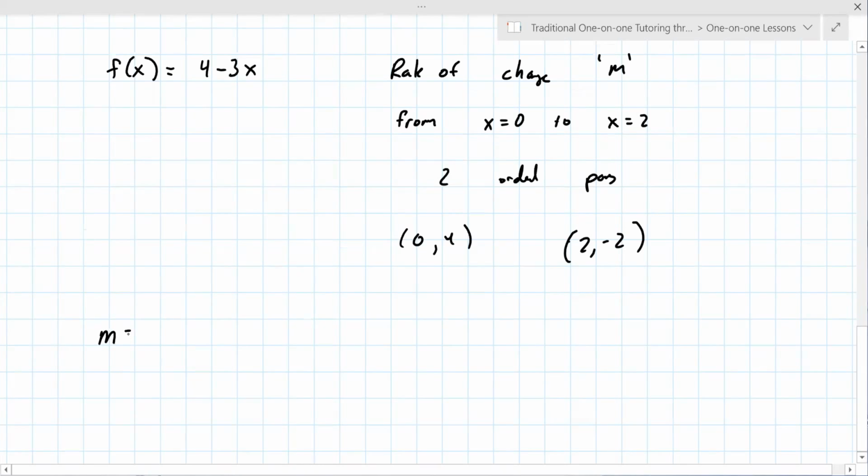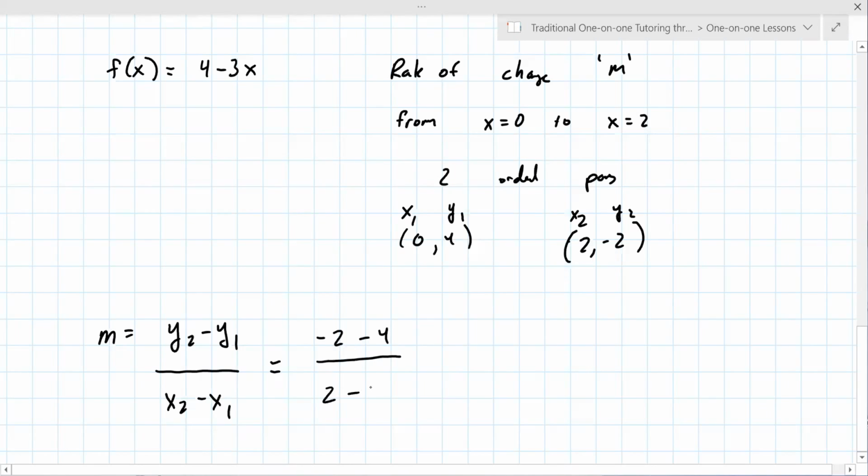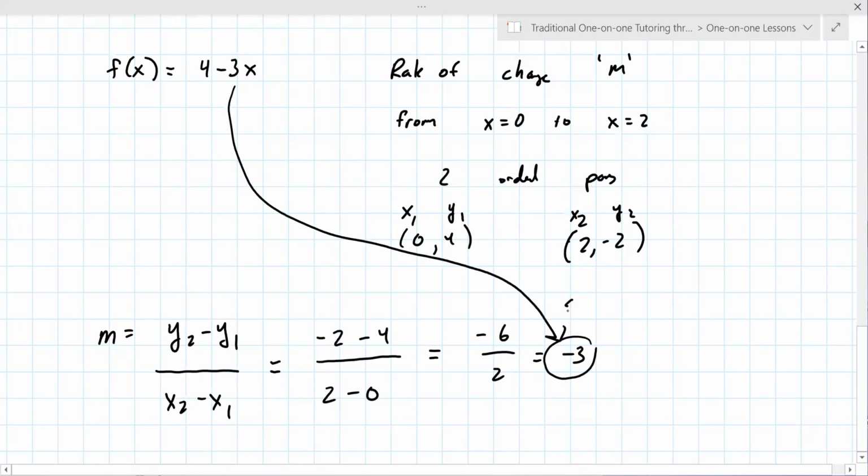So the slope formula is, do you remember from class? y2 minus y1 over x2 minus x1. So this is your x1 and this is your y1. This is your x2 and this is your y2. Okay, and then it would be -2 minus 4 over 2 minus 0. So that becomes -6/2, which equals -3. Oh, -3. And notice that's the same as this value here.